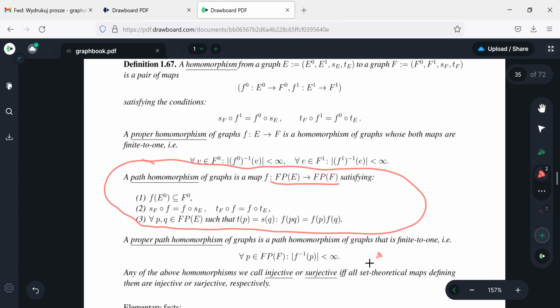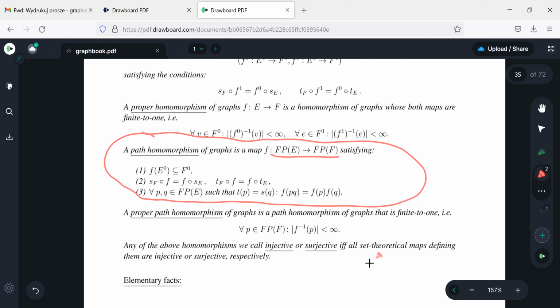And now, as you can guess, a proper path homomorphism is a path homomorphism which is finite to one, which is written right here. And then we have lots and lots of additional properties, but I want you really to bear in mind these three, because no matter what kind of category of graphs you study, these three properties are the basic minimums that you have to satisfy. I mean, you don't have a category of graphs without these three properties satisfied. And now we do some fine tuning, that is, we add some further conditions, all right?